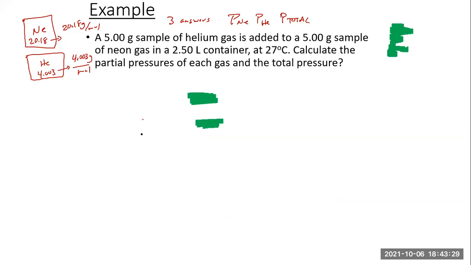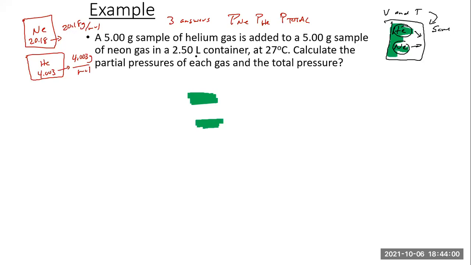Okay, let's see how you're doing here. So again, in this situation, we've got 5 grams of helium and 5 grams of neon. They're both in the same container, basically flying around. Remember that this automatically tells you it's a partial pressure situation. We know that the volume and temperature of this container will be the same for each of them.